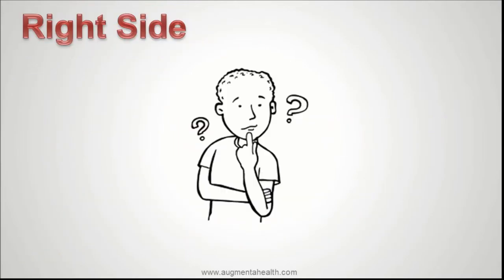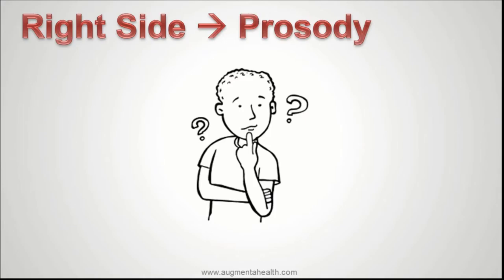We all know the left side of the brain plays a major role in language. Have you wondered what can happen if the equivalent areas on the right side of the brain are affected, like the Broca's area, the Wernicke's area? If the similar areas on the right side of the brain are affected, then language is particularly affected in the form of prosody of speech.